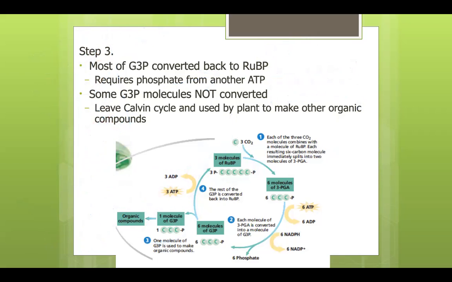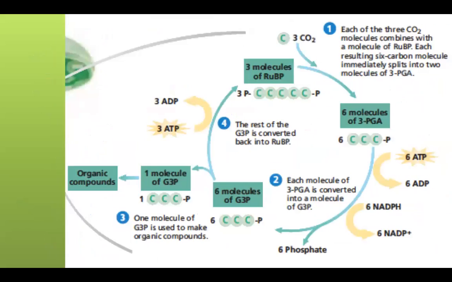So of the 6 molecules of G3P that are created, only one of them came from the carbon dioxide. That is the only one that leaves the Calvin cycle to be used by the plant to make other organic compounds. The other 5 are going to be rearranged to make the new RuBP molecules.